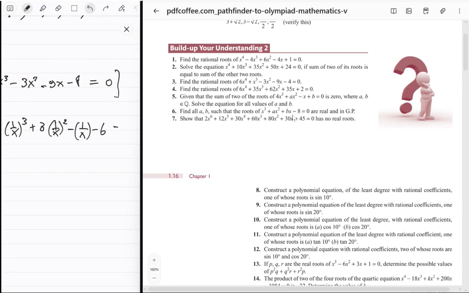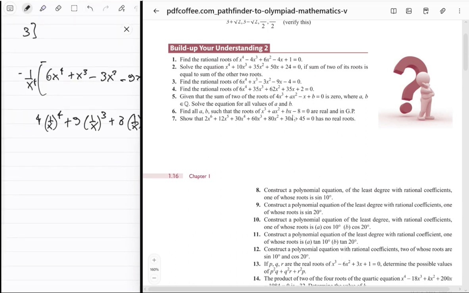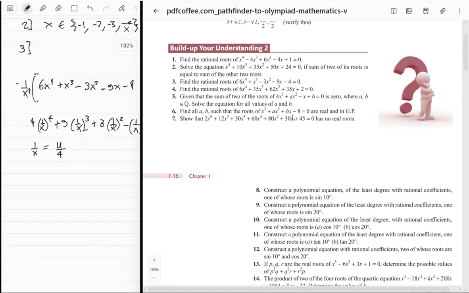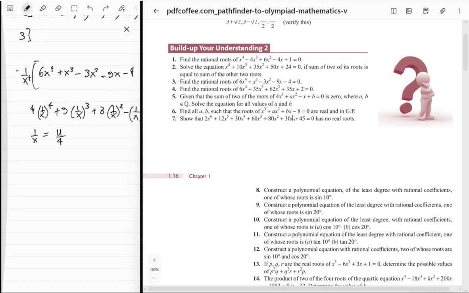Okay, next we want to get rid of this 4. So the way we'll do that is we'll set 1 upon x to be equal to something like u upon 4, such that you will get rid of that 4. You will have 4 cubed in the denominator and everything, but that we can just multiply out and it will become a good equation. You will see why I'm doing this when I actually figure out the equation.